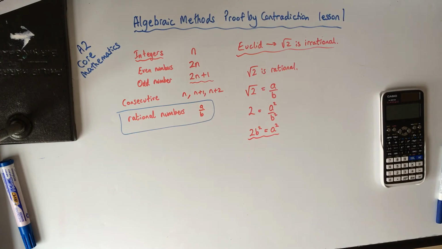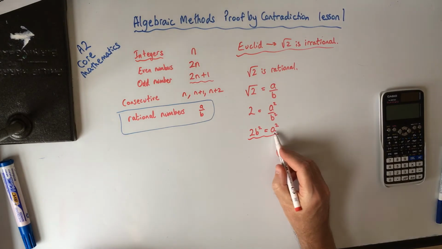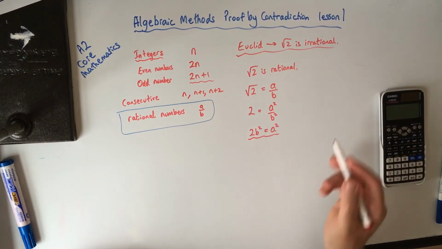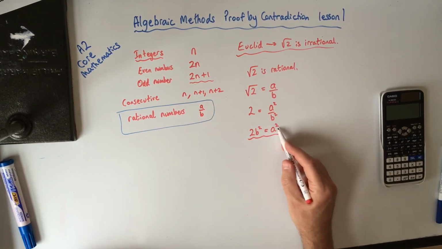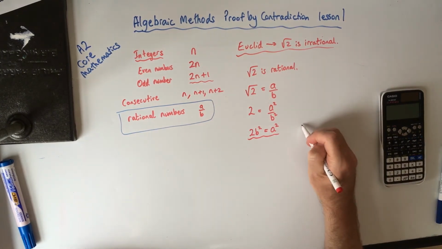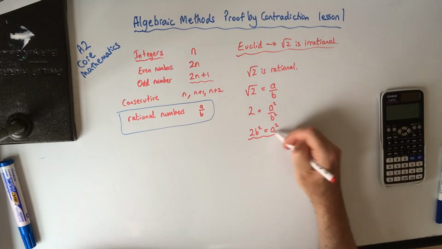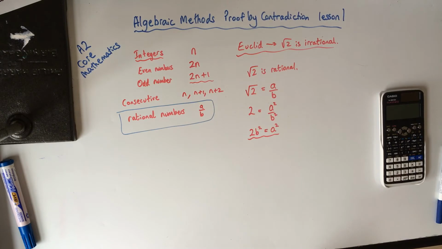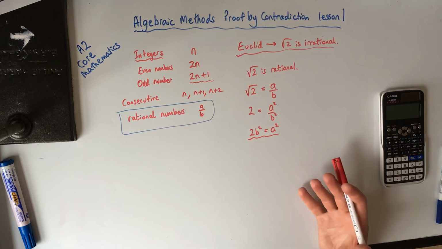Now if we're saying that, then a squared is an even number, because it's whatever b squared is, doubled. So this must be an even number. So a squared we could write as 2n. Oh, because it's a square. Oh God, hang on a minute.